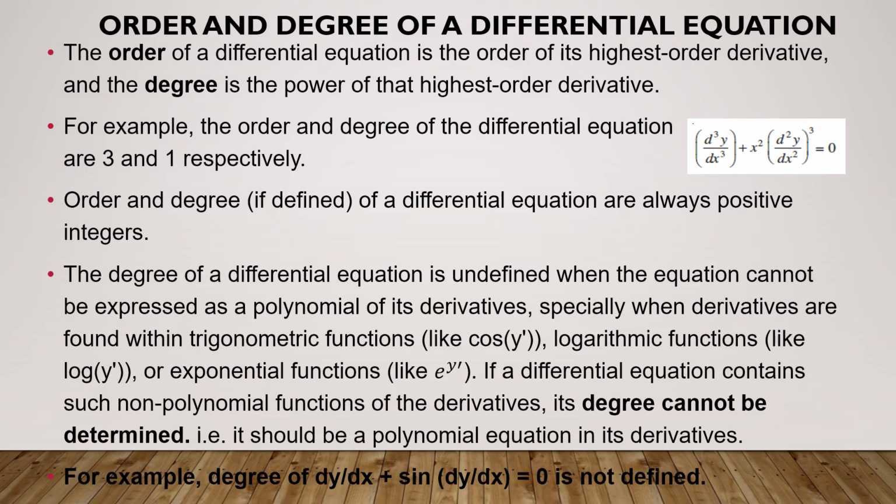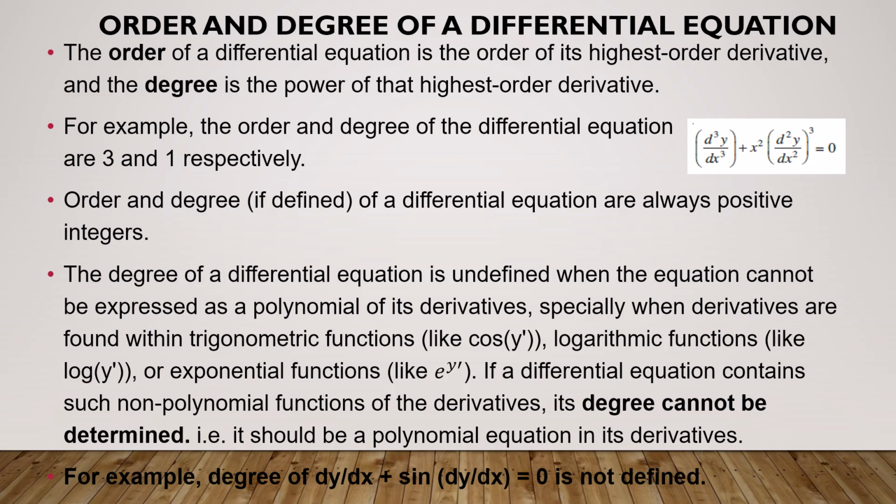Degree is the power of that highest order derivative. For example, given over here d cube y by dx cube plus x square into (d square y by dx square) whole cube equal to 0. Now don't get confused in these types of examples. First of all, check which is the highest order derivative. It is d cube y by dx cube, which means the order is 3. And you have to check the power of that highest order derivative only. What is the power of it? 1. So the order is 3 and the degree is 1.